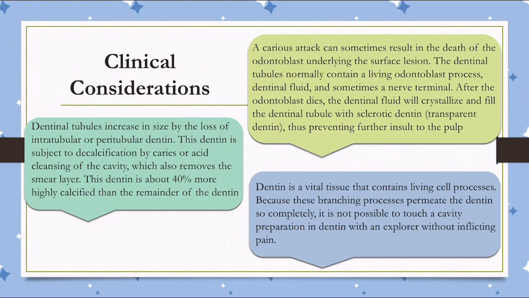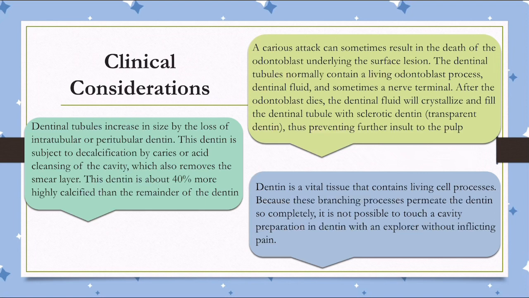Alrighty, so next we're just going to take a look at some clinical considerations when it comes to dentin. So our first is that dentinal tubules increase in size by the loss of intratubular or peritubular dentin. This dentin is subject to decalcification by caries or acid cleansing of the cavity, which also removes the smear layer. This dentin is about 40% more highly calcified than the remainder of the dentin.